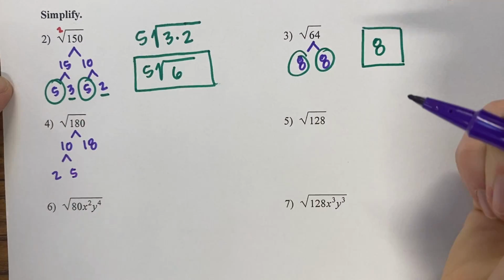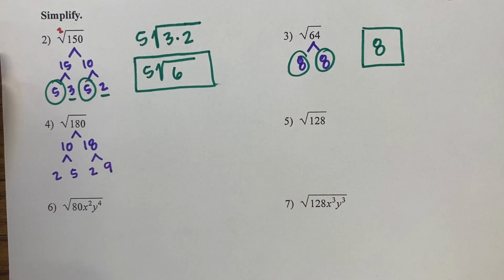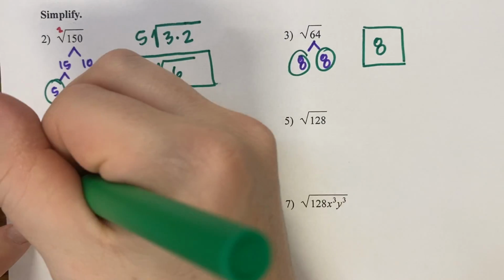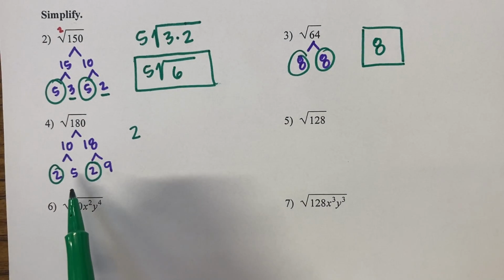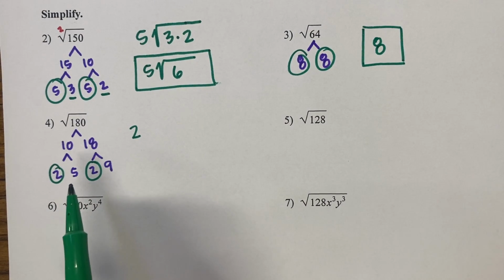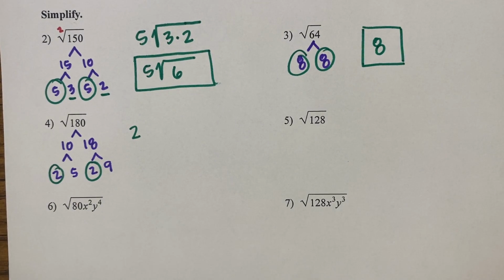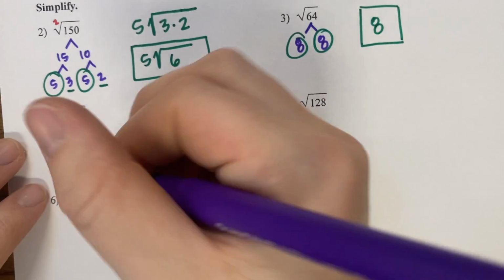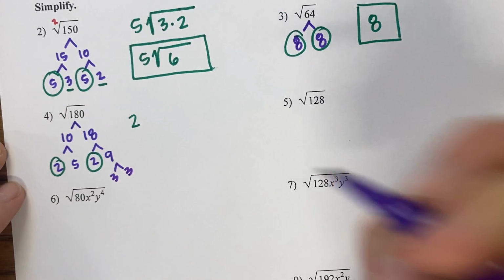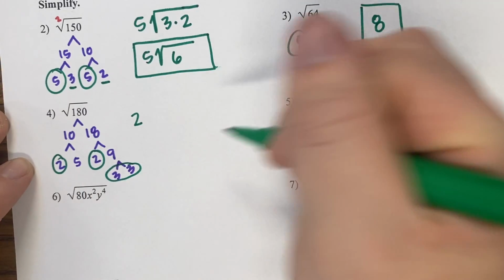2 and 5 give me 10. And 2 and 9 give me 18. I see a pair. Okay, so we know a 2 can come out, leave my radical. But can I break down 5 anymore? No, I cannot break down 5, but can I break down 9? Yes, and 9 is actually a number we really like. It's on our list. So we can break 9 down to 3 and 3, and guess what? Another pair gets to leave.